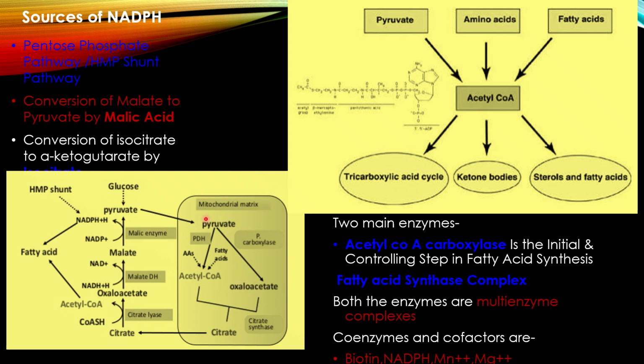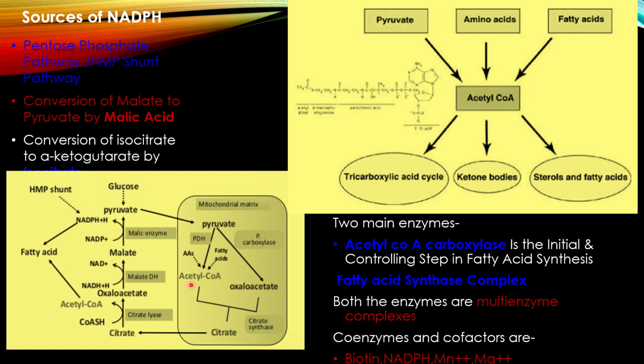Most of the time, acetyl coenzyme A is generated in the mitochondria, but the site of fatty acid synthesis is the cytosol. Acetyl coenzyme A production happens majorly in the mitochondria, and from the mitochondria to the cytosol it cannot pass through the mitochondrial membranes. So there are alternate or shuttle pathways for transference of acetyl coenzyme A from the mitochondria to the cytosol.